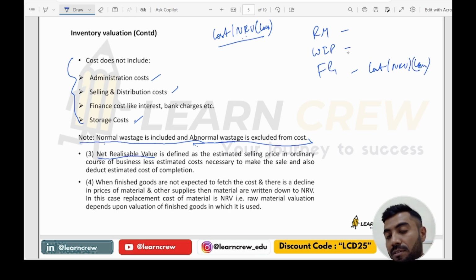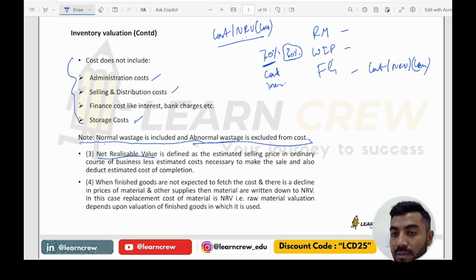Then coming to work in progress. In the production process, say for example, the product is completed only to an extent of 70%. So the remaining 30% is not yet completed. What will happen at that time? The 70% which is completed is nothing but the cost which is already incurred. The 30% is cost yet to be incurred. So here it is to be valued at cost plus the conversion cost to be incurred.